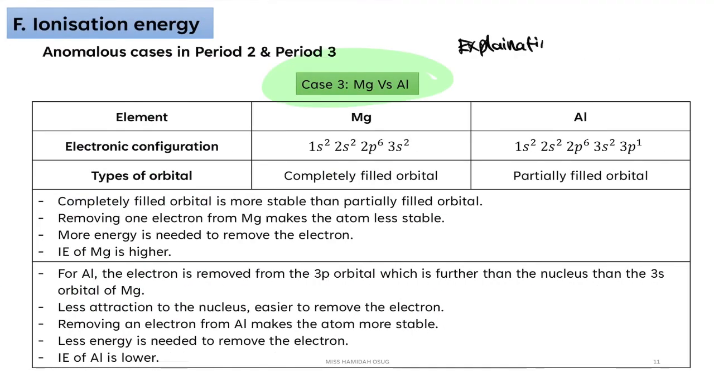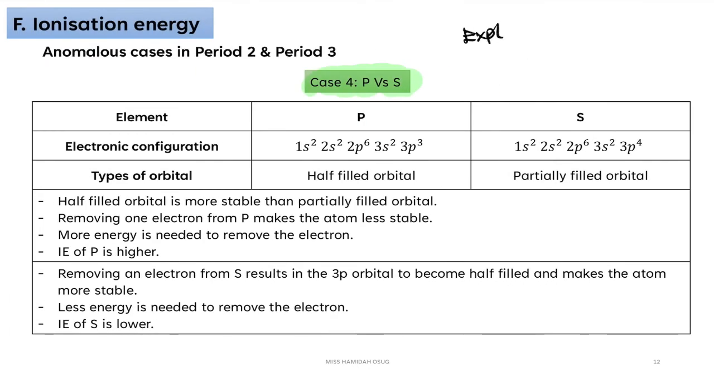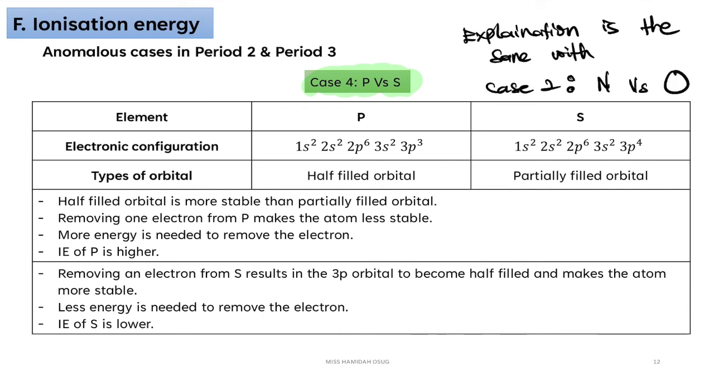So for the anomalous cases in period 3, between magnesium and also aluminium, and also between phosphorus and sulfur, I will not explain them to you because the explanation is the same as case 1 and also case 2 punya explanation.